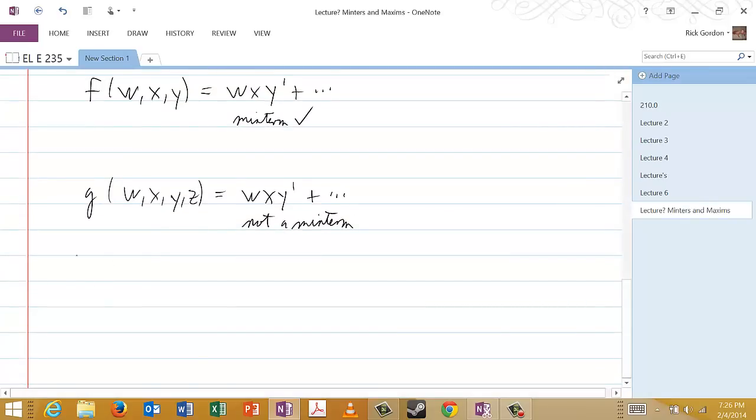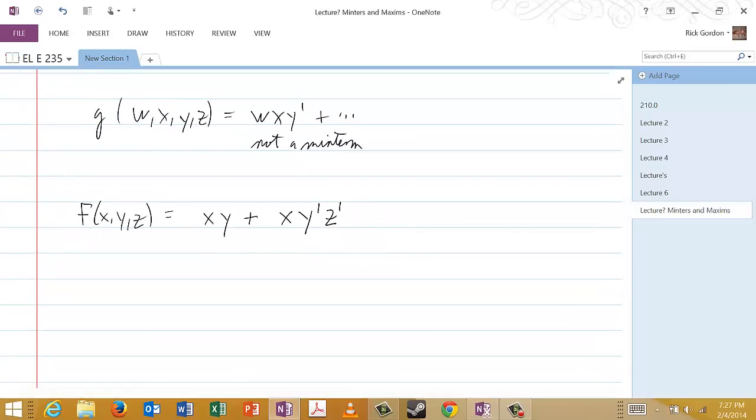Now, let's make another example. Let's say, for instance, we might say f of x, y, and z is equal to x y, or x y prime z prime. Here's an example, and I hope that you will all readily agree that this second term is a minterm because it is a simple product of all of the Boolean variables under consideration, and this first term is not a minterm.